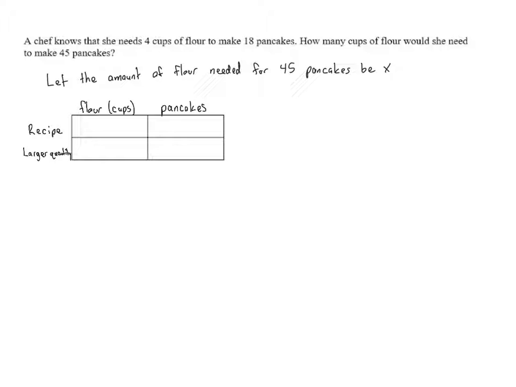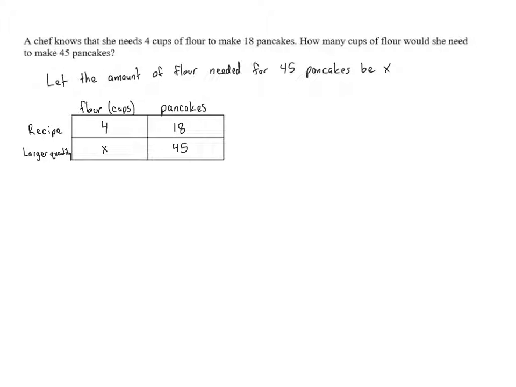The number of cups of flour in the recipe is 4. We're told that 4 cups of flour will make 18 pancakes. So for the recipe, that's going to be 4 cups of flour and 18 pancakes. Then for the larger quantity, we don't know how many cups of flour she needs. We said that that was going to be X. But we are told that the larger quantity of pancakes that she needs to make is 45. So that's going to be the last number in our table.